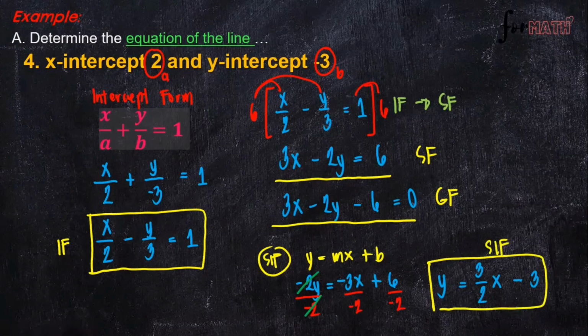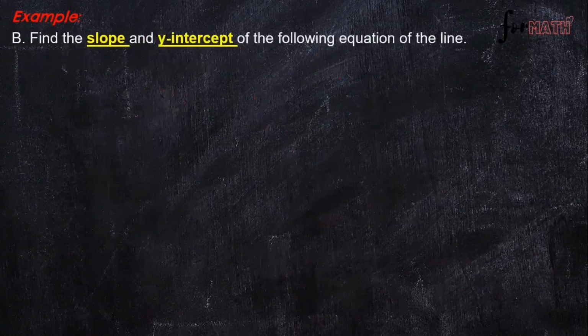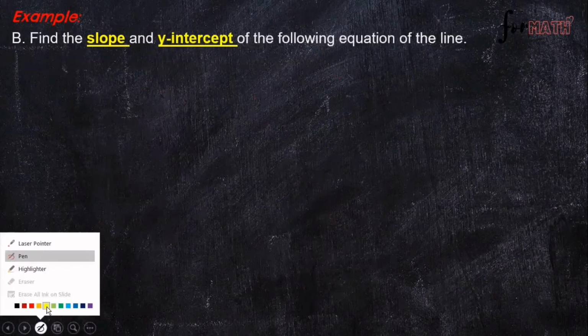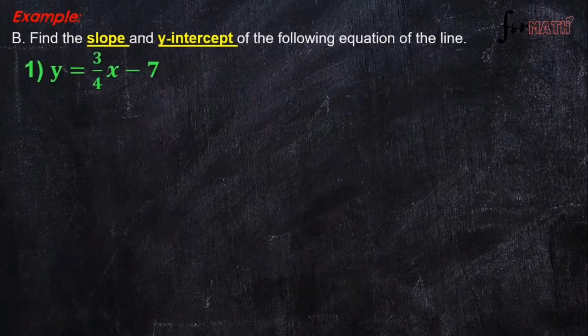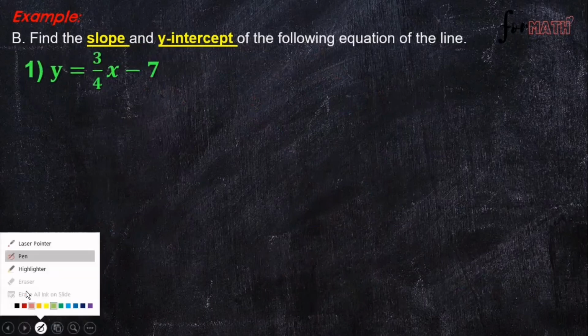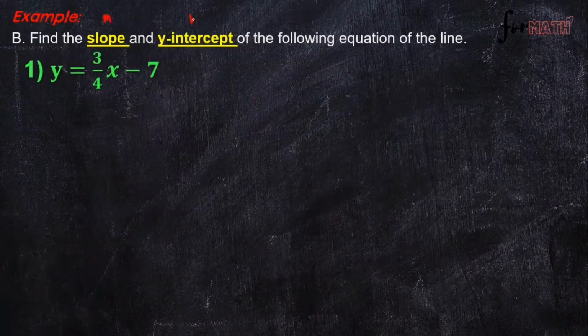Okay, so let's have another example. So, in this case, find natin yung slope and y-intercept of the following equation of the line. So, number 1, okay, we have, ayan. So, ang hanap po natin dito ay slope and y-intercept. So, yung m tsaka yung b natin. So, remember, dapat ang equation natin ay naka-slope-intercept form para mas madali nating mahanap yung slope tsaka yung y-intercept.